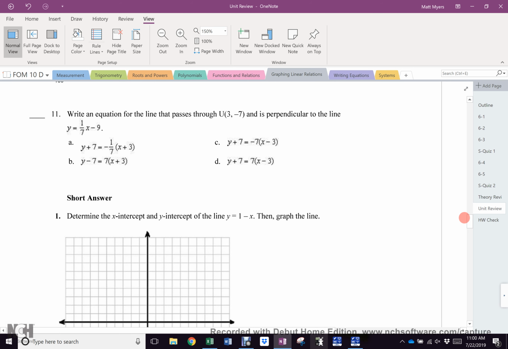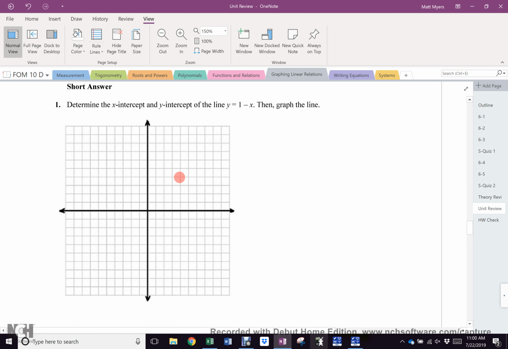11. Tricky, tricky. What's 11? D? Not D. A? Not A. C. Perpendicular to positive 1/7, so I must need negative 7. That's the only one with a slope of negative 7.